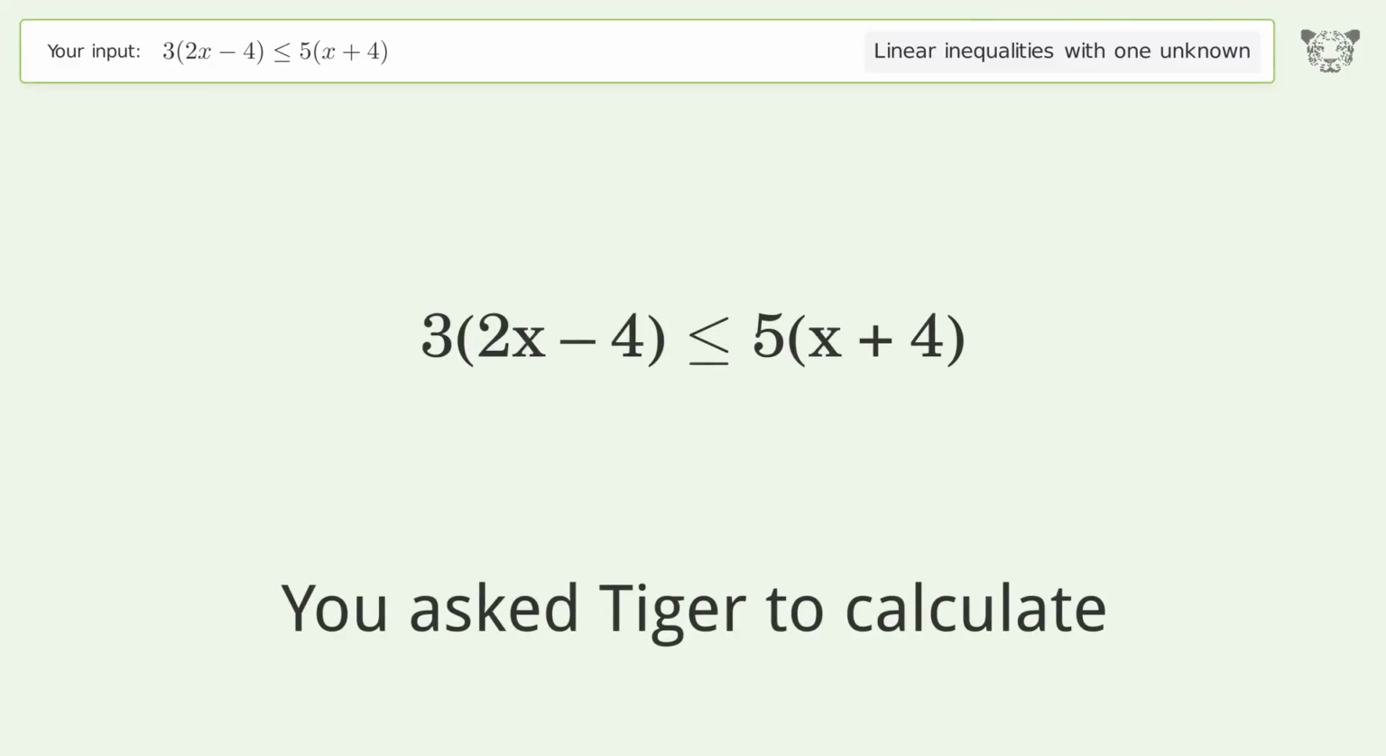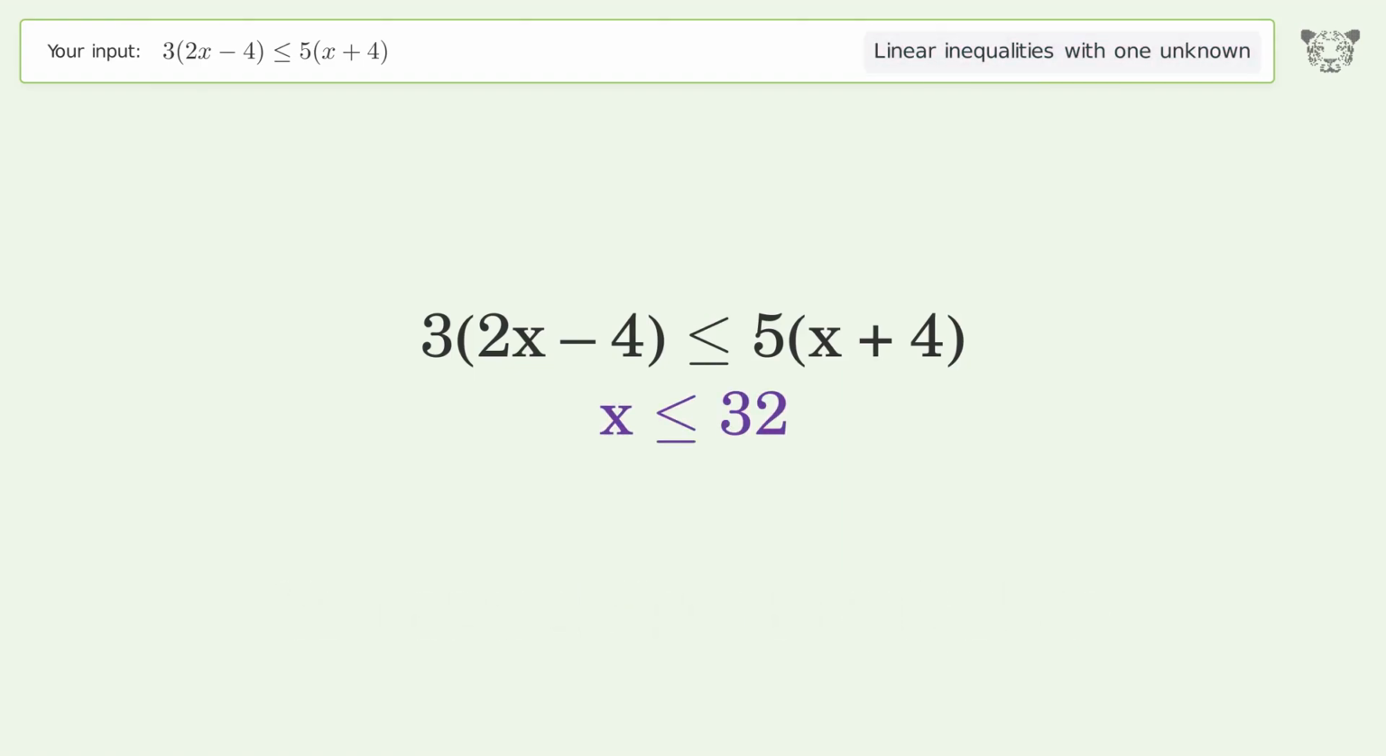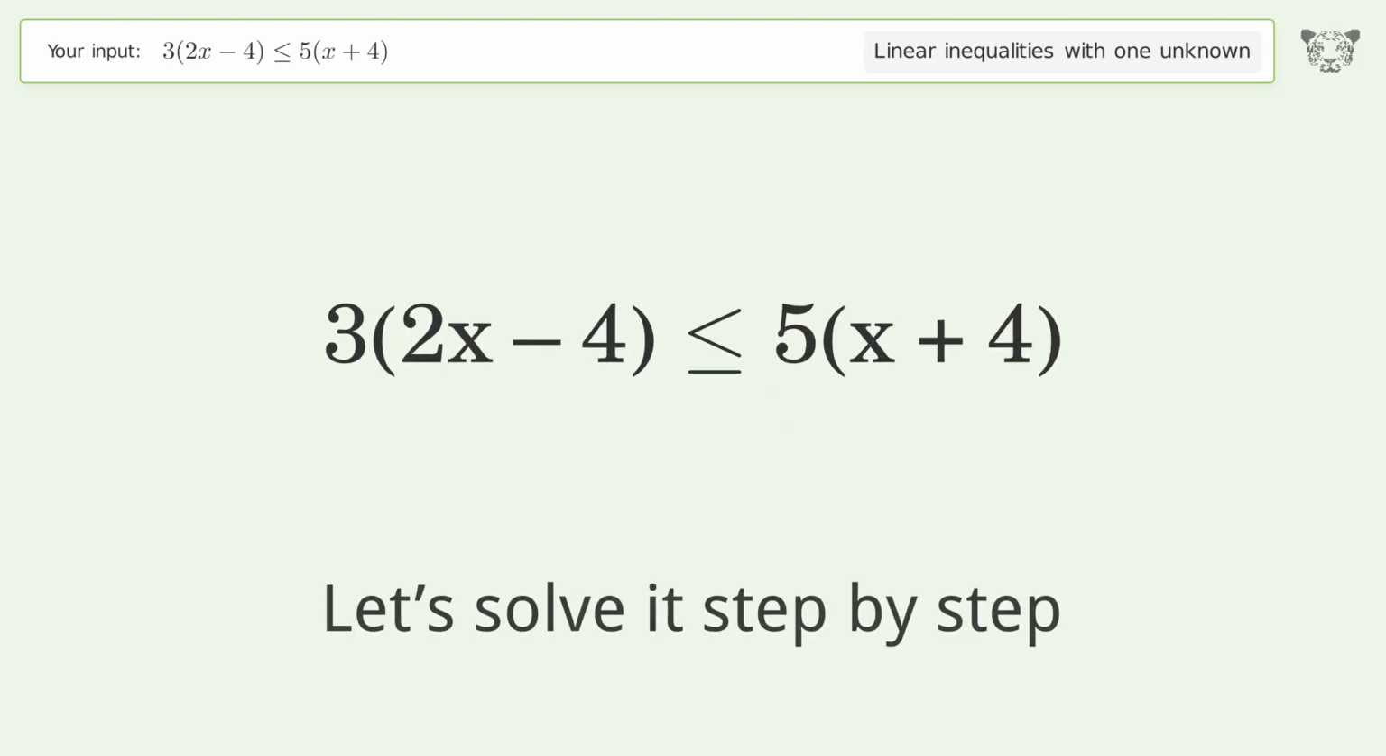You ask Tiger to calculate. This deals with linear inequalities with one unknown. The final result is x equal or smaller than 32. Let's solve it step by step.